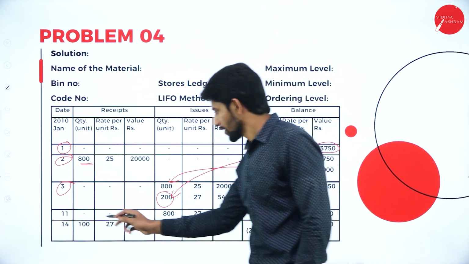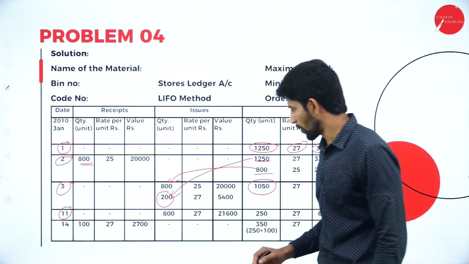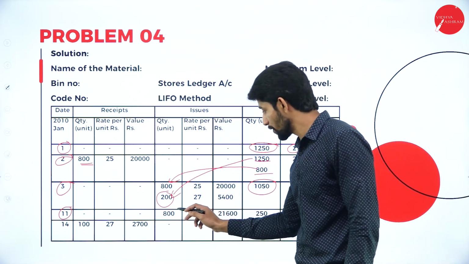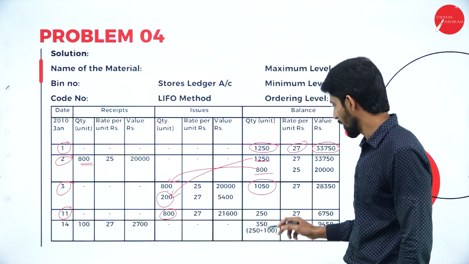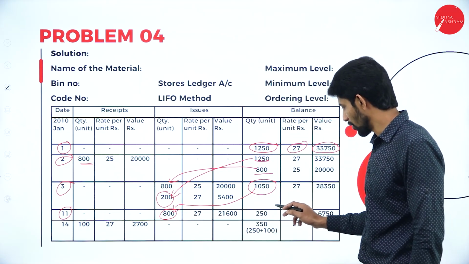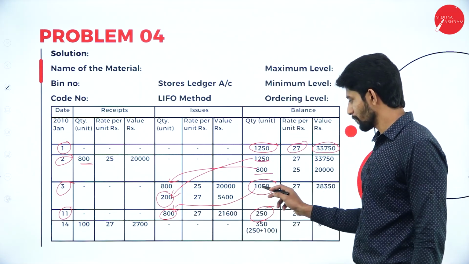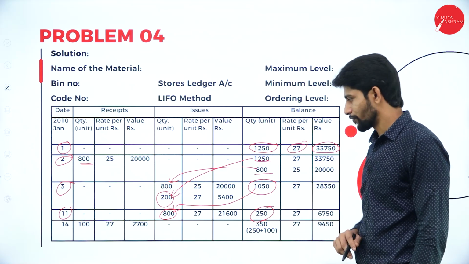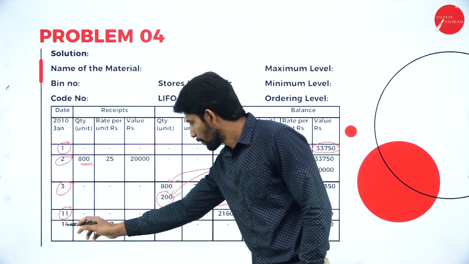Next, on 11th Jan. So what is the entry? Issued. How much did we issue? 800. Issue 800 from this 1050. So now what is the balance? We issued 800 from this 1050, balance 250. Okay. Next, 14th.